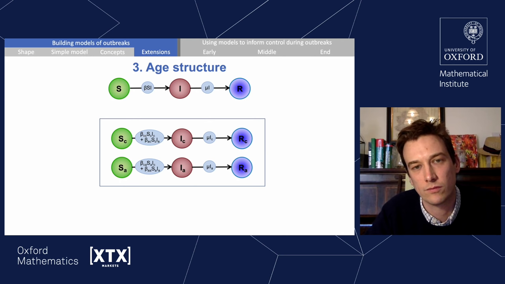So in other words, the data from the previous slide, the data on the numbers of contacts between individuals of different ages, is included in this model via the various different beta terms, so via the various different infection rate terms.